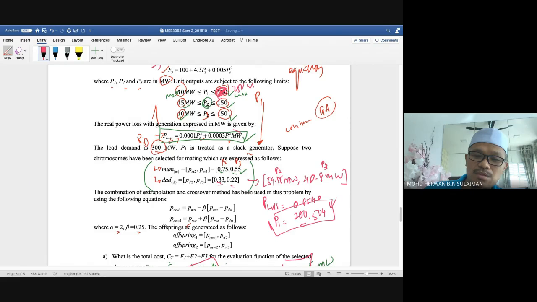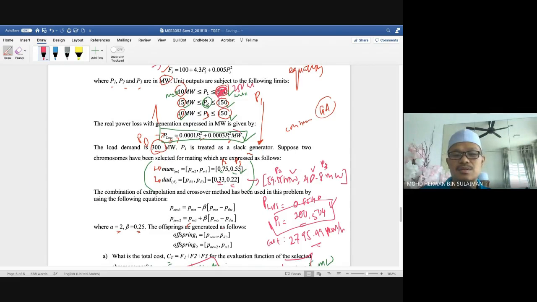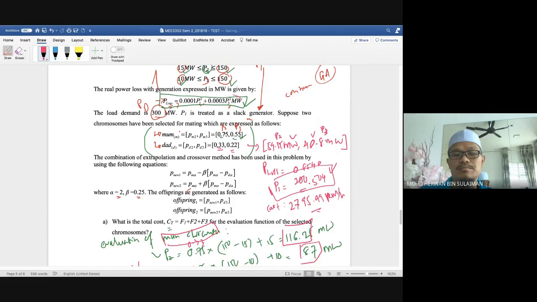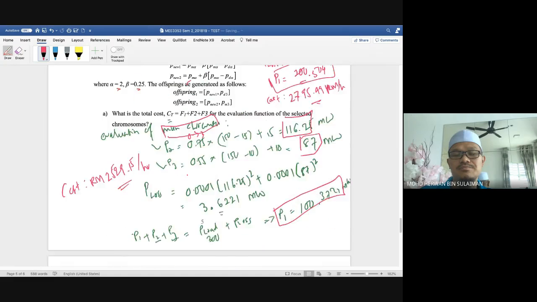So you get P1, you get P2, you get P3, you can get your cost. Okay, you can verify the cost. The cost is 2795.99 ringgit per hour. Okay, this one is for the selected mom and dad chromosome.